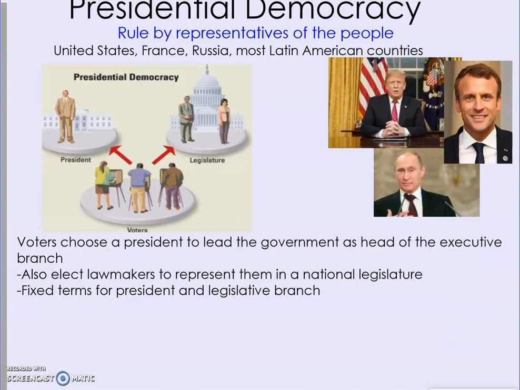In a presidential democracy, again, this would be ruled by the many, representatives of the people. In the US, France, Russia, and other Latin American countries, they are considered presidential democracies. Voters in these countries choose a president. So here we go again with our diagram, voters. But in this system, voters pick the president. Voters also pick the legislature, those lawmakers. They are choosing both of those people.